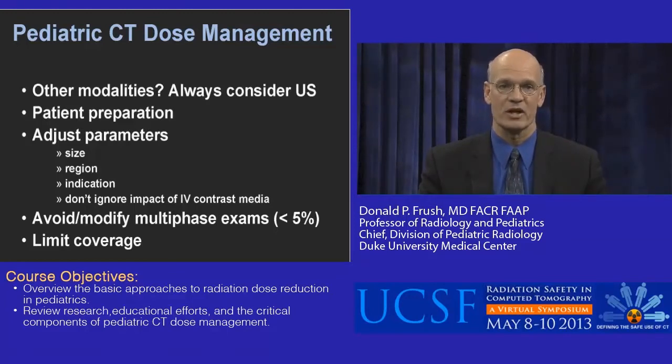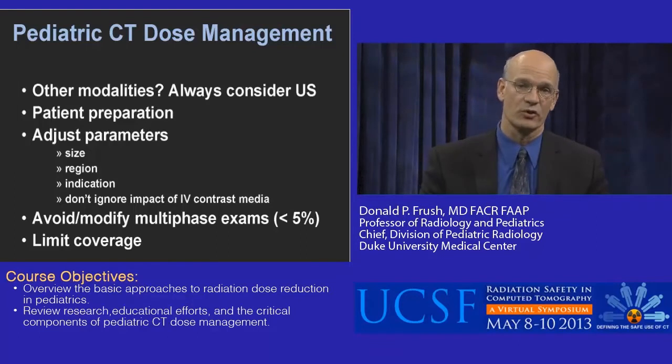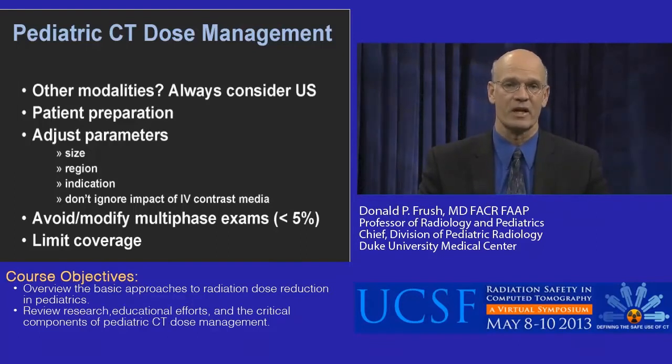Various parameters can be adjusted, and I will touch on the major ones here, tube current and kilovoltage, and these need to be adjusted based on the following that are listed here: the size of the child, the region scanned, the indication, and also we need to avoid and modify multiphase examinations in children. Unlike adults, these should be justified in most cases. In our practice, and I think in most children's hospitals, the use of multiphase examinations is less than 5% for body imaging overall. Another strategy is to limit coverage. You don't want to scan more of an area than you need to.